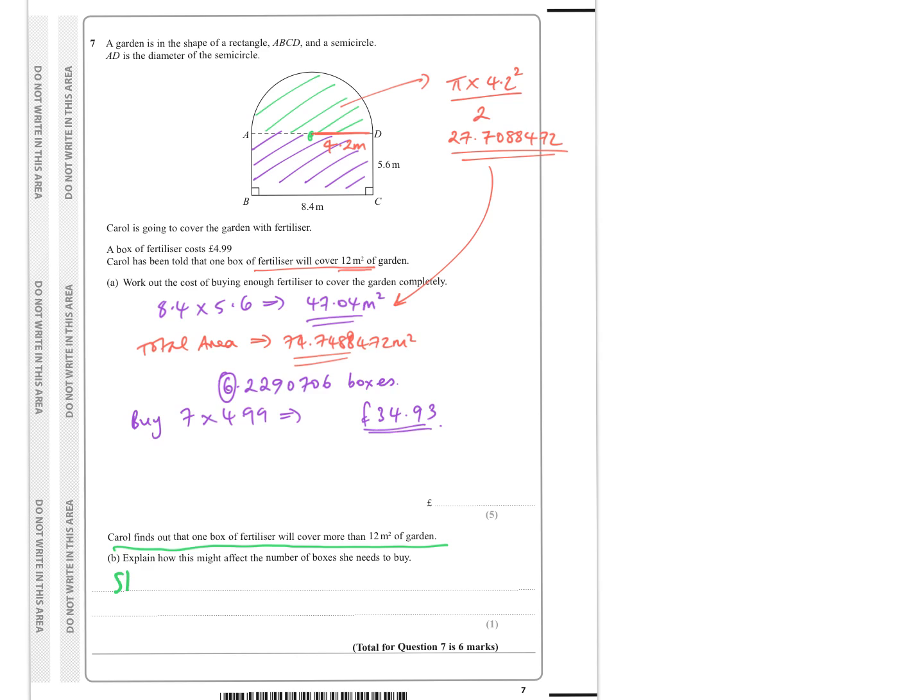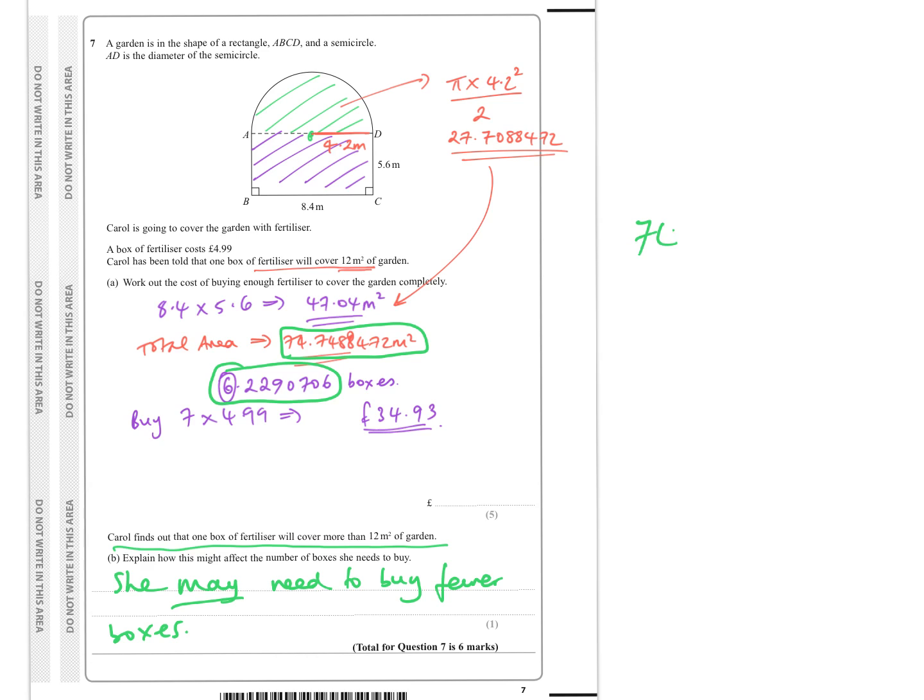Well, she may need to buy fewer boxes. And I say may need because here, this number, which was the actual area, so if we had 74.7488 roughly, and we divided that by 12, then we got 6.229. This is just rough.